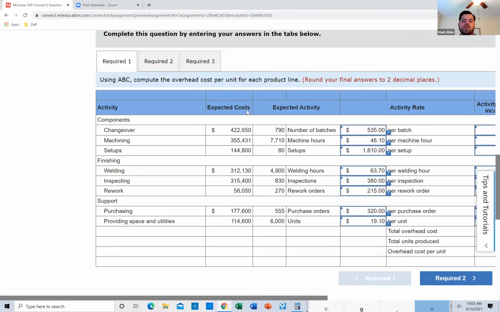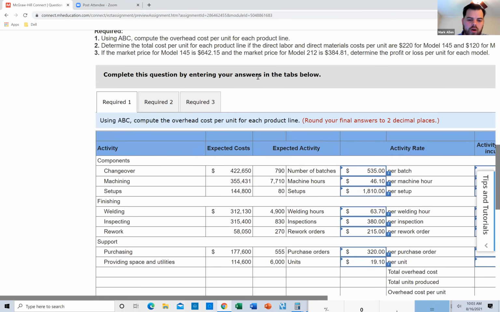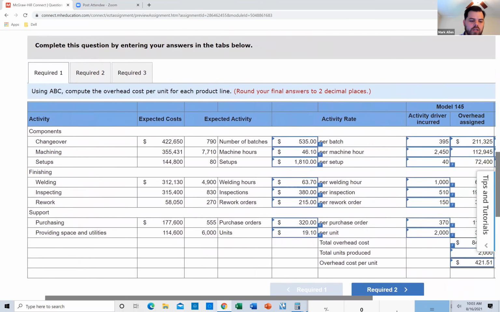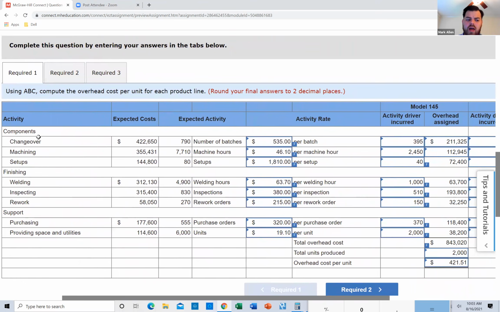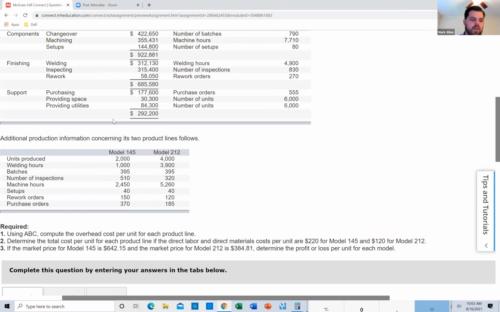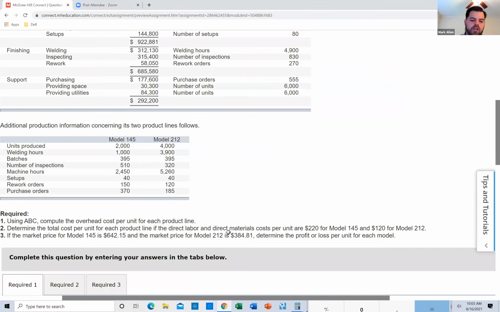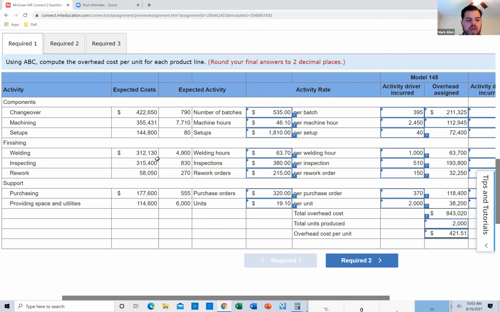So as we come down, don't panic, right? It looks a little bit wonky. It looks like we got a lot going on, but it's not too bad. They actually filled in a lot of this for us. They came up here, found all these areas, took all this information, and pretty much just dropped it down in here for us. Because of that, all we've got to do is some division. So 422 over 790 is 535. 355 over 77 is 4610, on down the list. So that's where all these numbers come from.